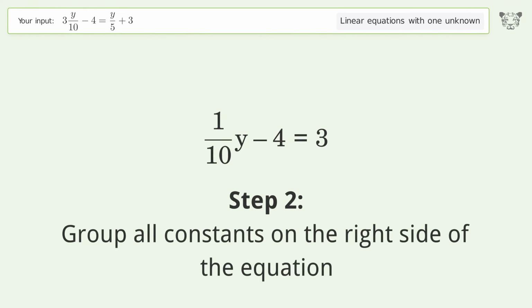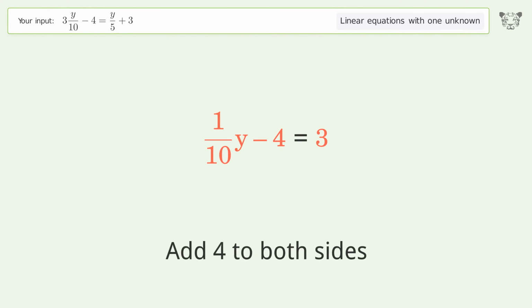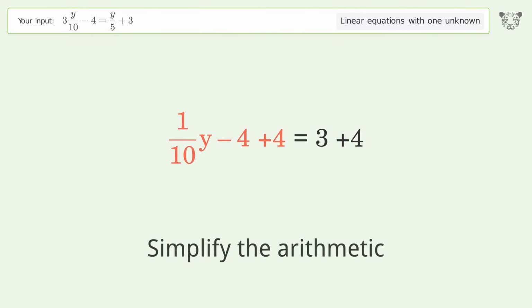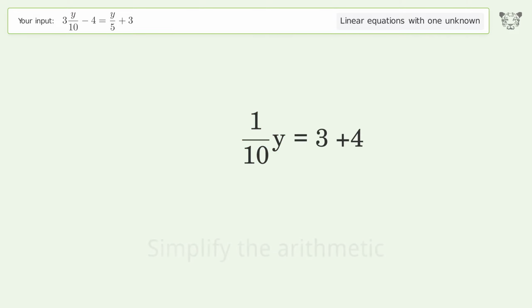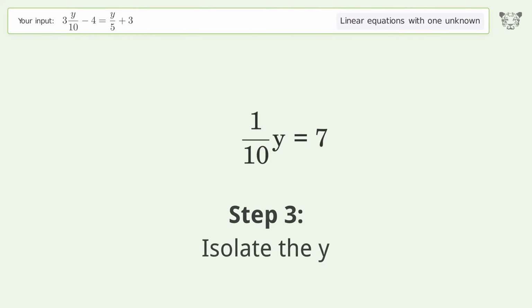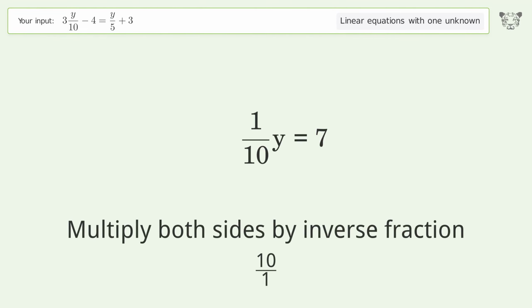Group all constants on the right side of the equation. Add 4 to both sides. Simplify the arithmetic. Isolate the y. Multiply both sides by inverse fraction 10 over 1.